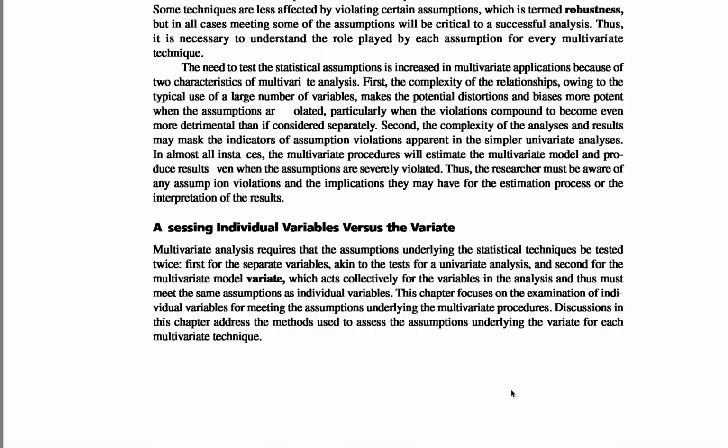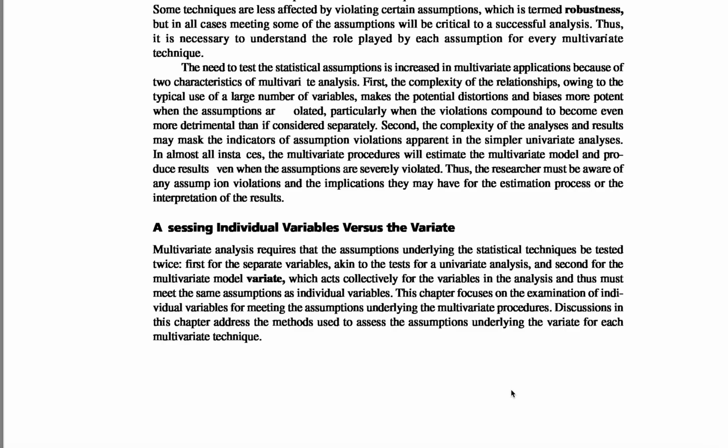The need to test the statistical assumptions is increased in multivariate applications because of two characteristics of multivariate analysis. First, the complexity of the relationships, knowing the typical use of a large number of variables, makes the potential distortions and bias more potent when the assumptions are violated, particularly when the violations compound to become even more detrimental than if considered separately. Second, the complexity of the analysis and results may mask the indicators of assumption violations apparent in the similar univariate analysis.